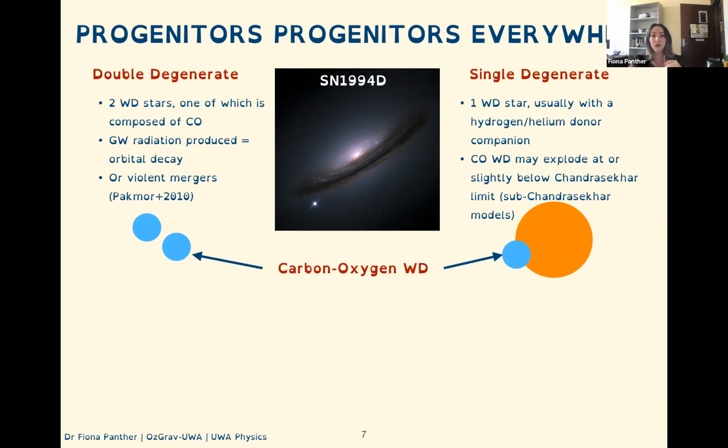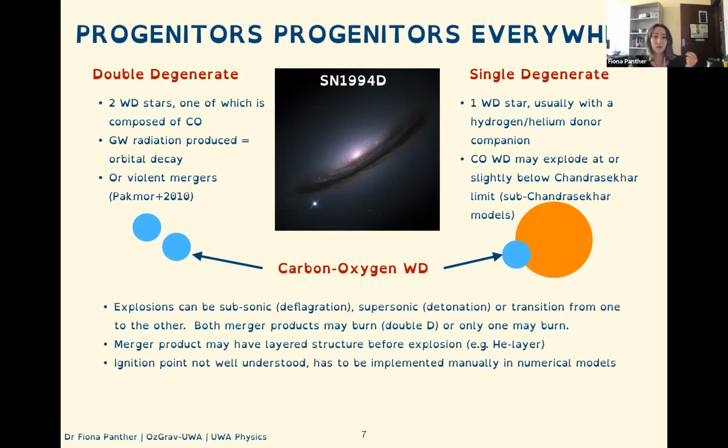There's also a lot of uncertainty when it comes to explosions. So the explosions can be subsonic, deflagration, supersonic, which is a detonation, or they can transition from one to the other. So you can start subsonic and become supersonic. Both merger products could burn, which is a double detonation, or only one may burn, in which case you might be left behind with this companion star. The merger products may also have a layered structure before the explosion, and we also don't well understand where this explosion is initiated. And this actually has to be implemented manually in numerical models. They won't just explode on their own. You actually have to say, okay, ignite here.